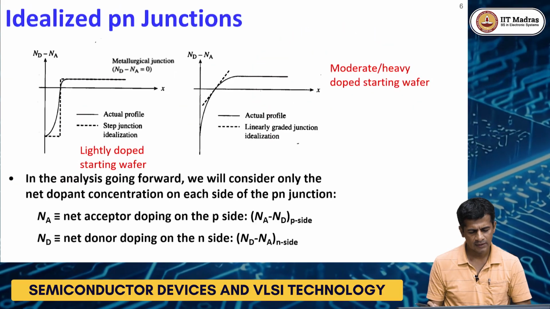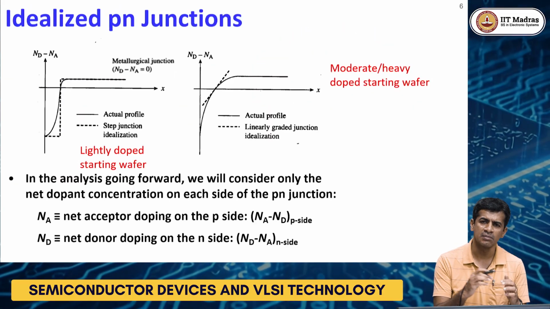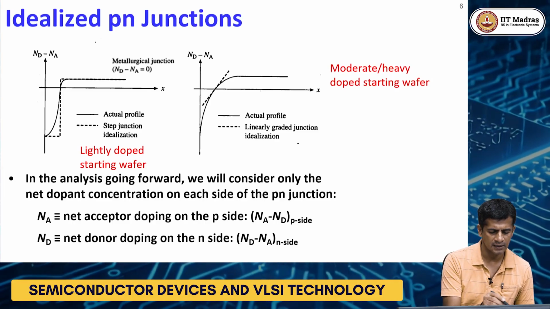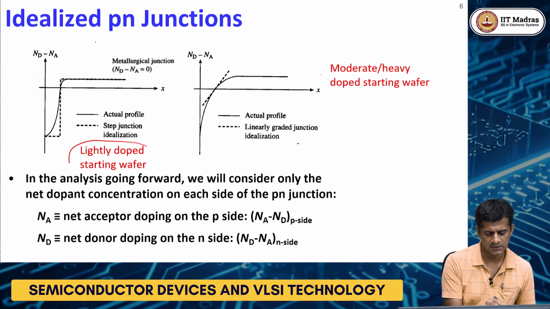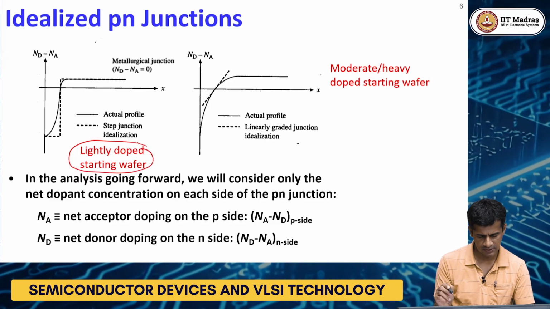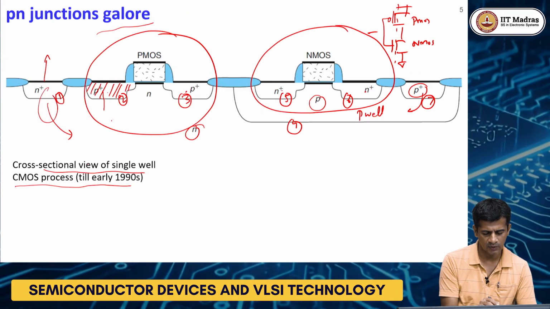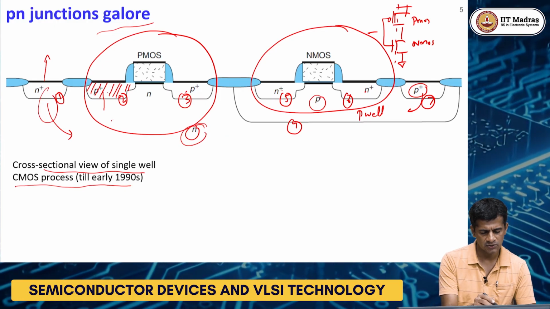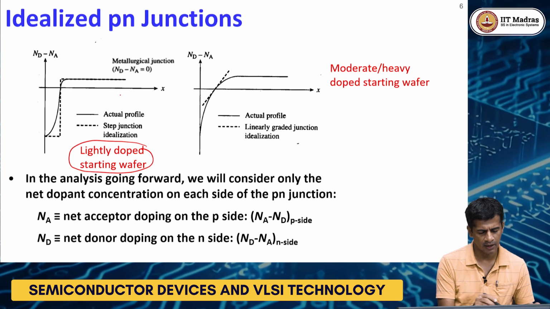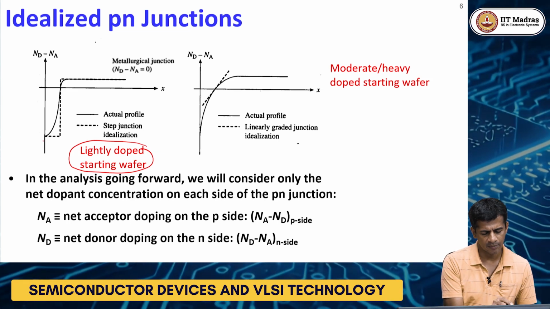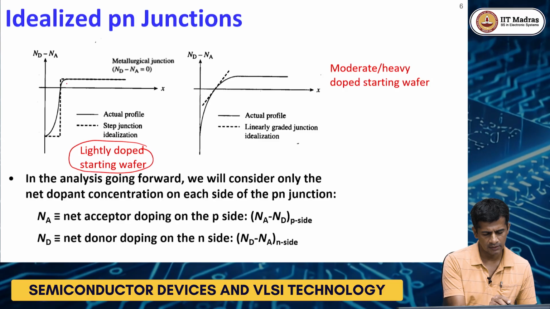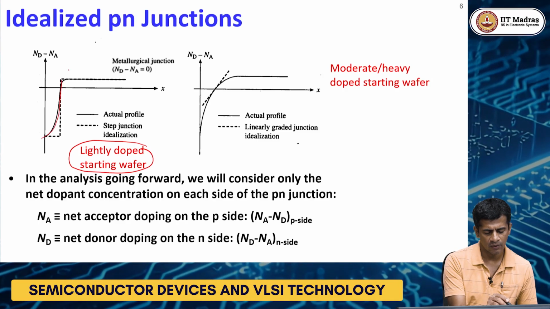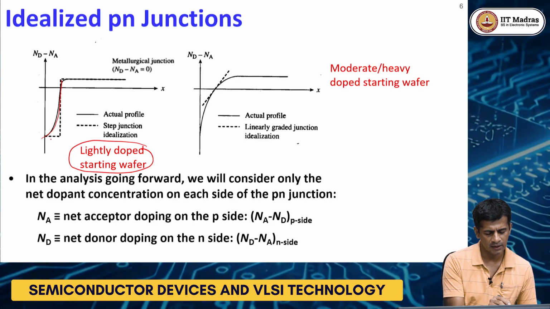So, typically the real device has some kind of doping variation. For example, suppose you are starting with a lightly doped substrate, that is, your N region is lightly doped, and then you are trying to make an N plus or a P plus here. So this is an N type, and this was a background doping, and then you are making another layer.